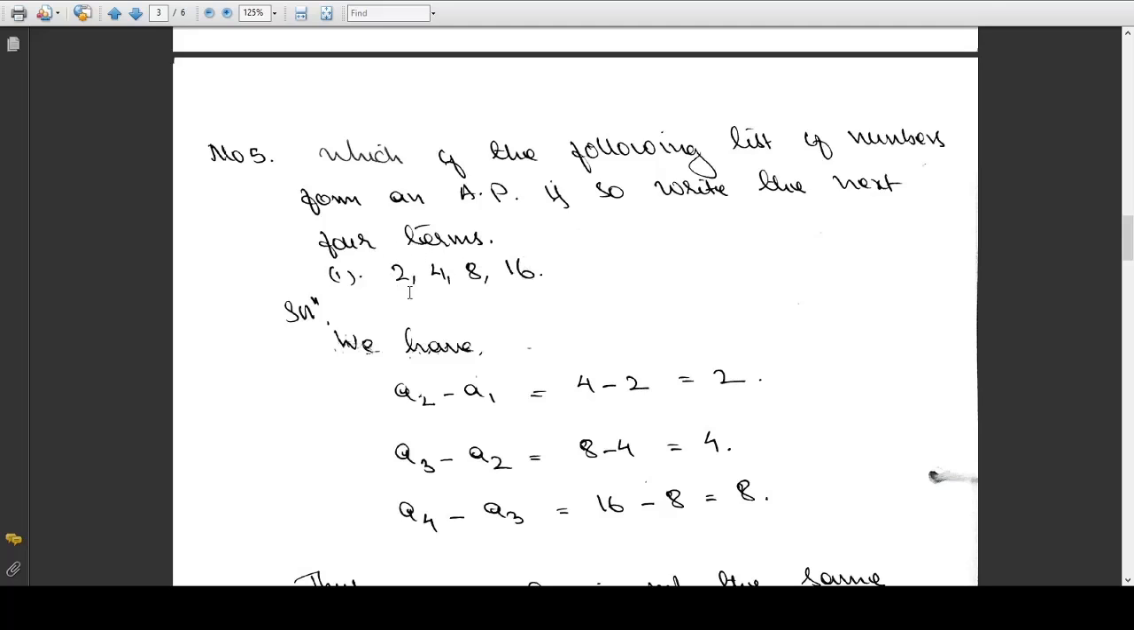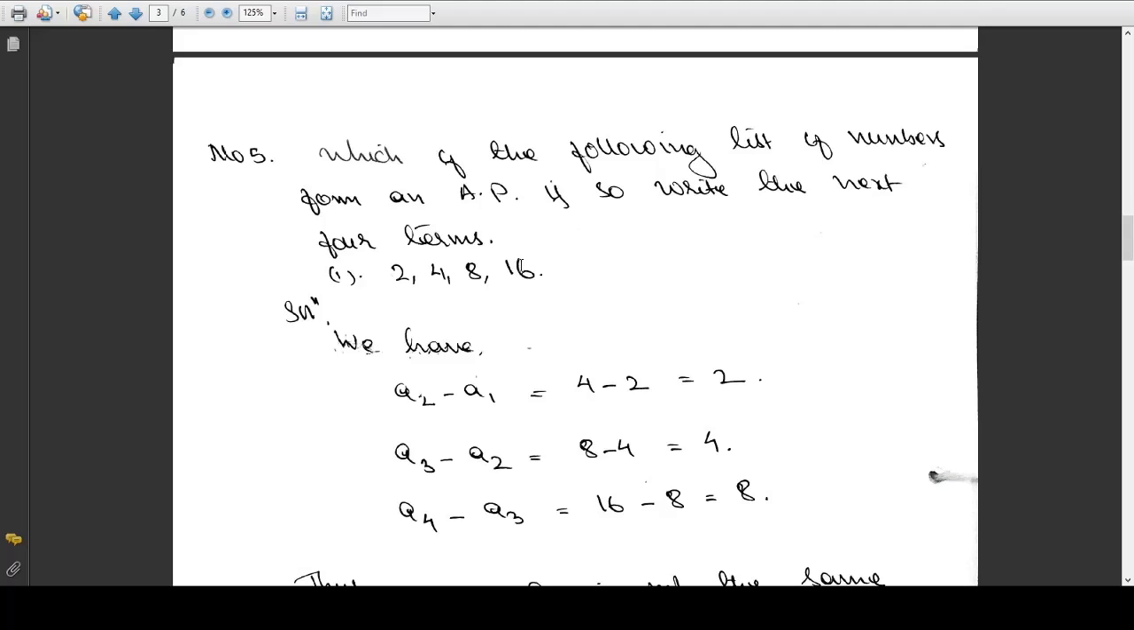Because if it is an AP, you just take the first and second term. The difference between the first and second term is 4 minus 2, which is 2. Then the next term, the third term, will be the second plus the common difference. 4 plus 2 is 6. But this is 8. That means it is not an AP.